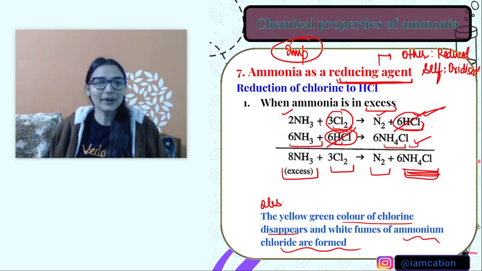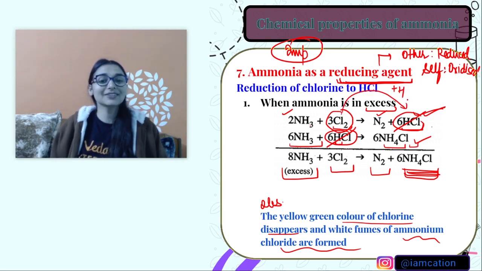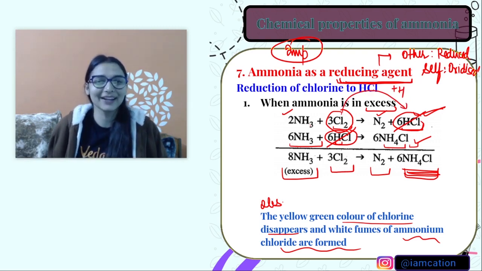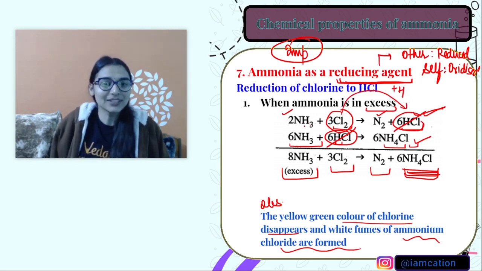So you can see over here, in chlorine we are adding hydrogen. The other species is reduced by ammonia, and it is losing its hydrogen.